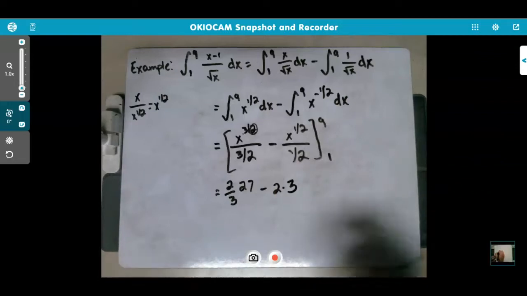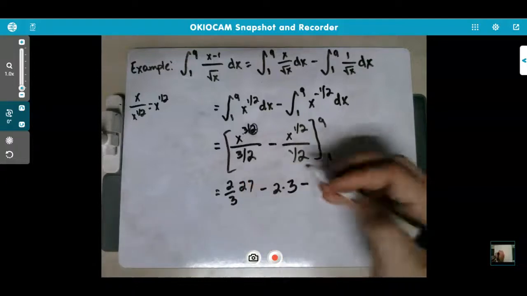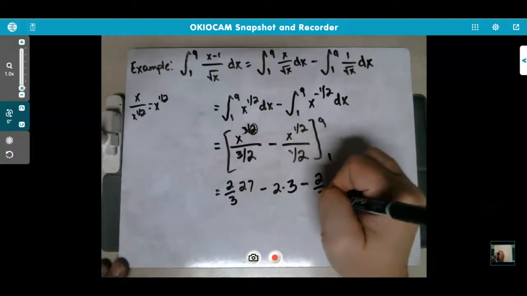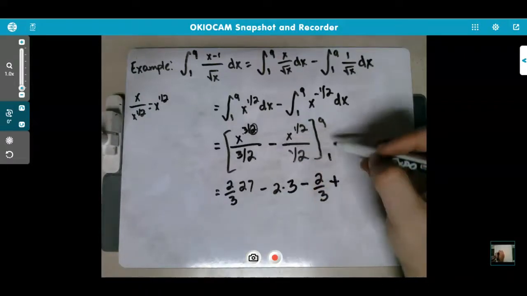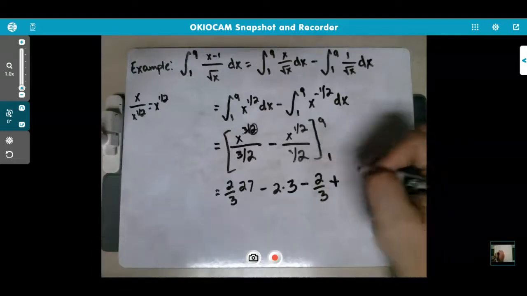Then subtract, plug in the 1. So minus 1 to the 3/2 is just a 1. And then dividing by 3/2 is like multiplying by 2/3. Minus, which would make it a plus. 1 to the 1/2 is just a 1. And then dividing by 1/2 is like saying times 2.